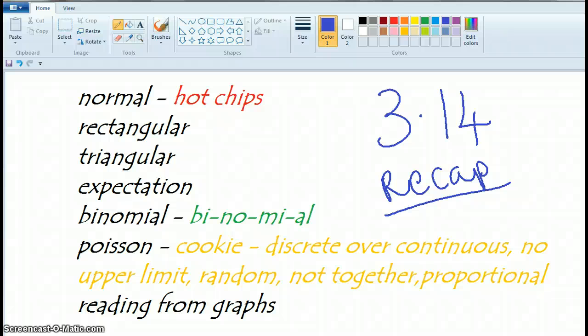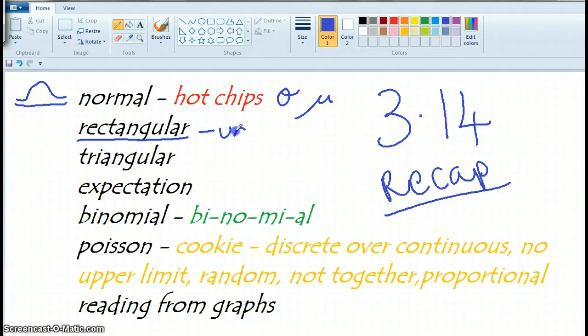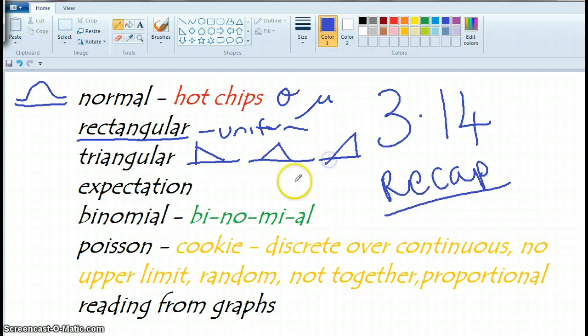Okay, just a bit of a recap on what you need to know. So the normal distribution, that's kind of your natural thing, where you have a standard deviation and a mean, and we had the hot chips were normally distributed. Rectangular distribution is also known as a uniform distribution. Triangular could be like that, could be like that, or could be like that.